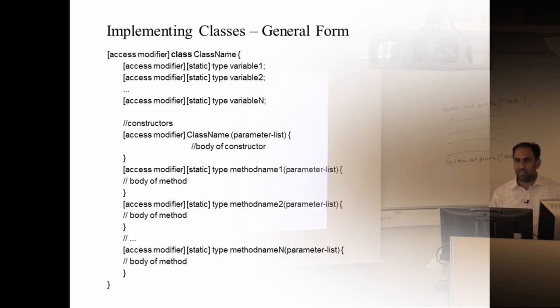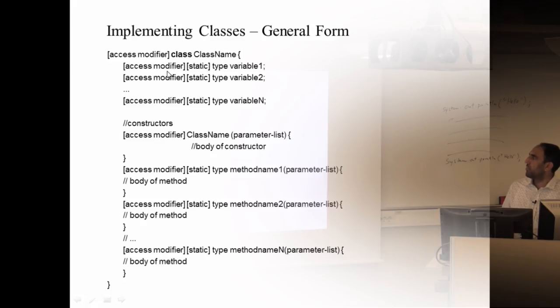But if we talk about how we can implement or declare a class in Java, this is the general syntax. Every class definition starts with the keyword class, and before that you can have access modifiers, which are an optional part. In this definition, all those items enclosed in square brackets, for example the access modifier and static keywords, are optional.